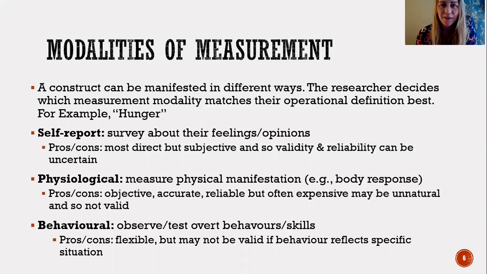So these are the three different modalities, three different ways we can study how a construct is expressed. There's no right or wrong answer. What's important is that you justify your choices and you pick one that fits best with how you operationalize that construct. You can also combine different measurement modalities in the same study if you want to minimize the downside and make the most of what each of them have to offer. Okay, so that's modalities of measurement.